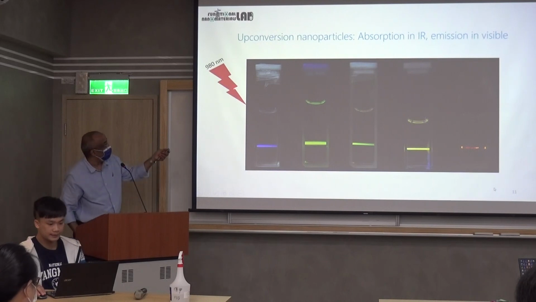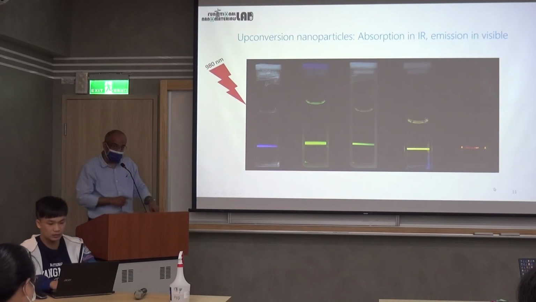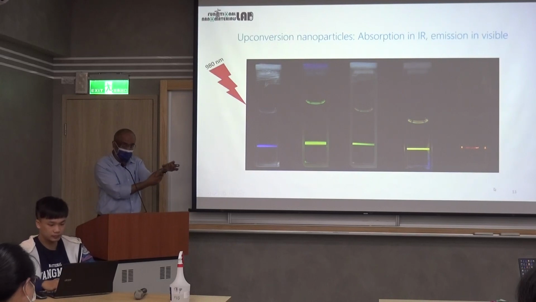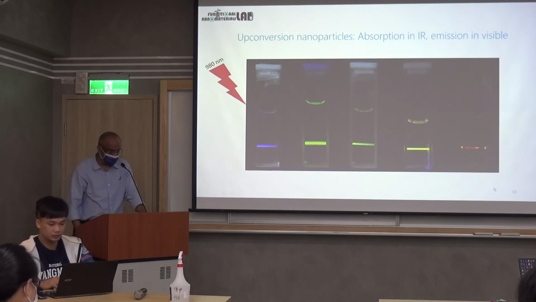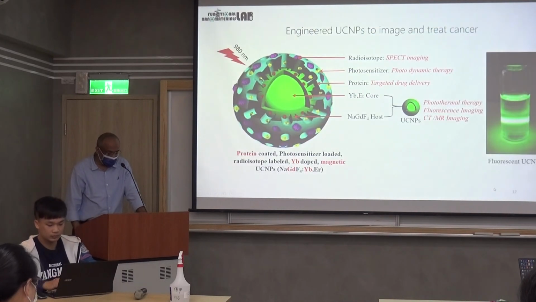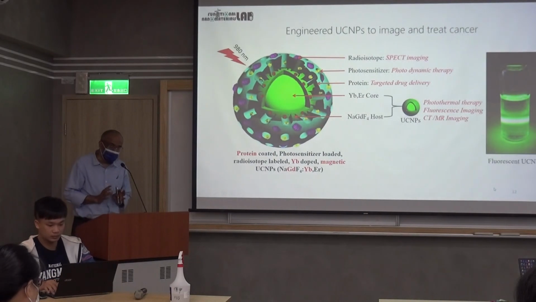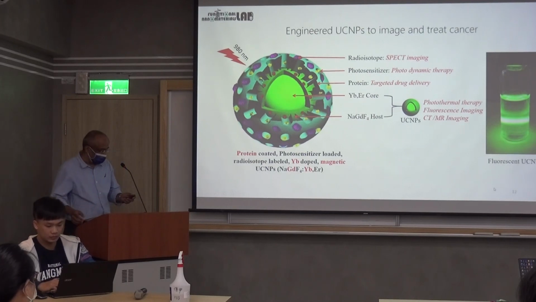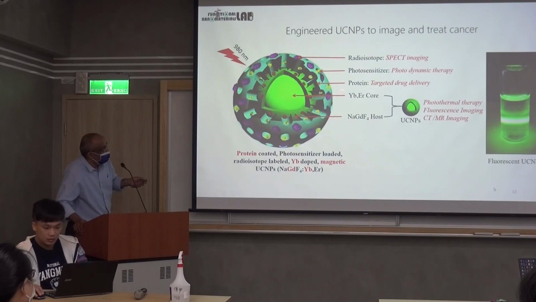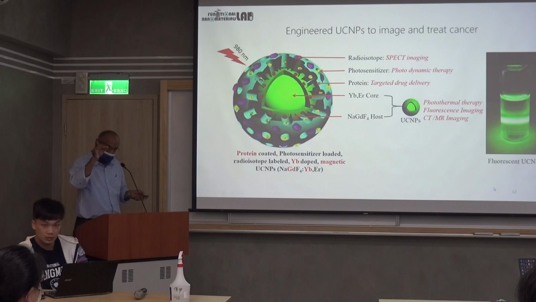Because the good thing is, I am exciting by IR, which is not absorbed by our biological system, mostly the hemoglobin and the blood in our body. What we can do now, we have to engineer. So there is a lot of chemistry involved, chemical engineering involved, and a lot of physics involved. So we make a nanoparticle, and in the nanoparticle, we have the upconversion nanoparticle inside. Then we put a protein cage on the outside. This is a protein cage that we will be using for the targeted drug delivery.